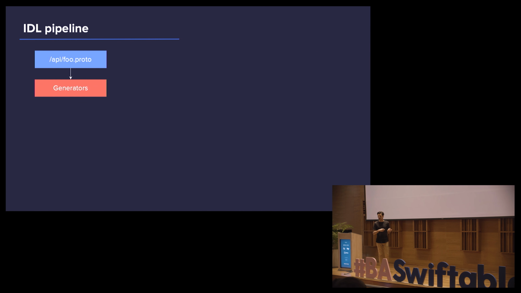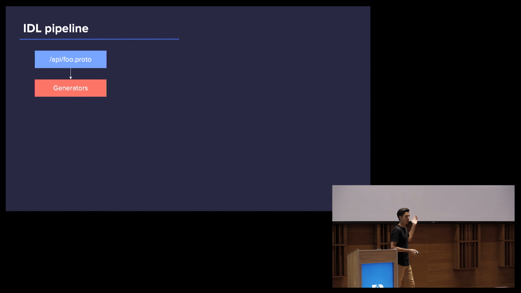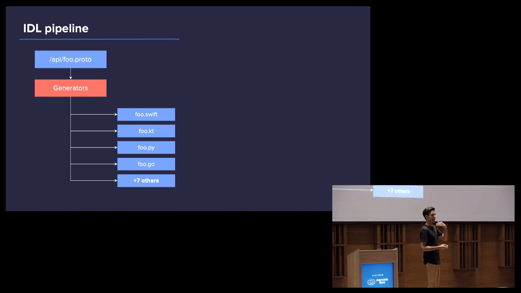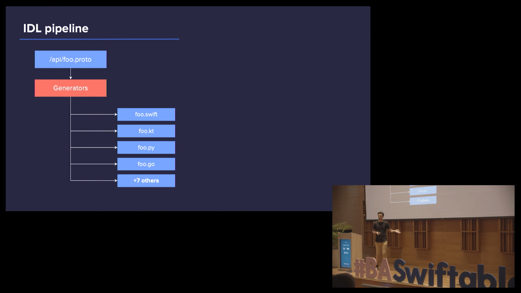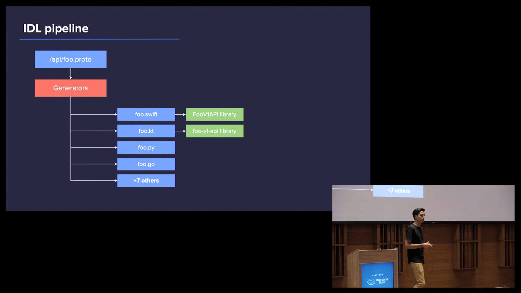So going back to our IDL pipeline, engineers would then check in a protobuf definition, which is foo.proto, and that would get fed into our code generators. From there, we actually generate 11 different languages that we support at the company, including Swift and Kotlin. And then on mobile, we take that a step further, and we pre-compile them into static libraries on iOS. And this is actually using Bazel, as Keith mentioned in an earlier talk.